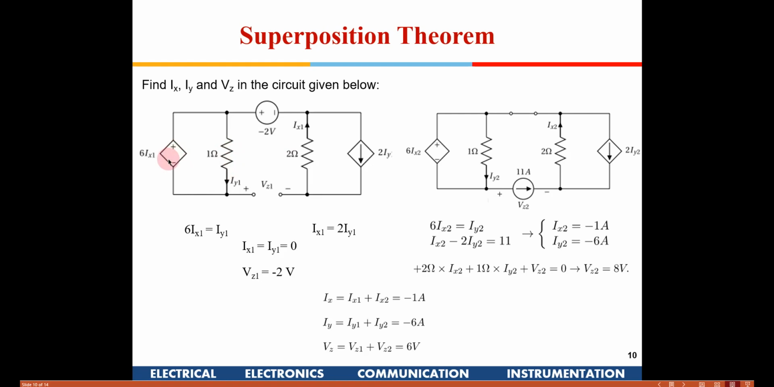And now this is the voltage. So voltage is current into resistance, and here it is 1. So I can write 6 Ix1 is equal to Iy1. So this is one equation I get.